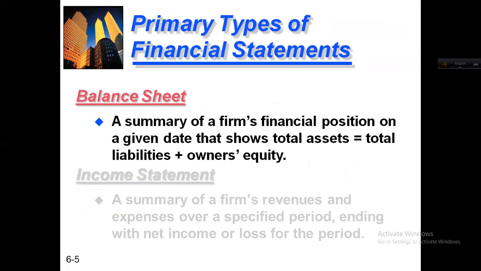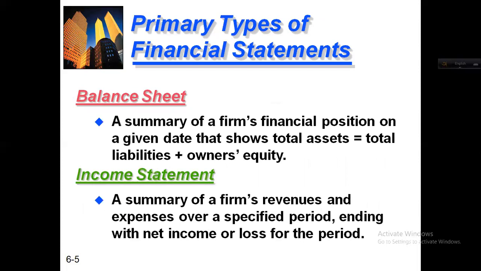Primary types of financial statement. Number one is the balance sheet. What is the balance sheet? A summary of a firm's financial position on a given date that shows total assets equal to total liabilities plus owner's equity. We know that is the golden rule of accounting. That means total assets should be equal to total liabilities plus owner's equity. And here we can say that a balance sheet is a financial snapshot at a single period of time. That means it gives a snapshot of total assets and total liabilities.